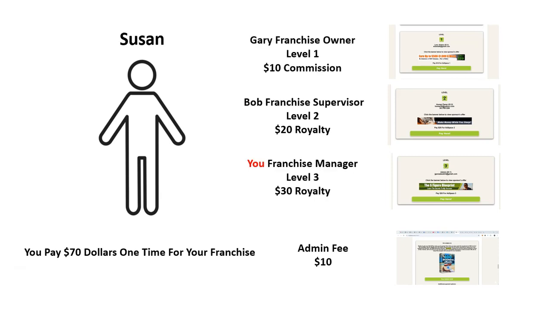Gary joins the team, he starts promoting, he attracts Susan. Susan does what everyone else did. Susan pays Gary a $10 commission. Susan pays Bob a $20 royalty, and Susan now pays you, since you're in level 3, a $30 royalty. Susan also pays a $10 admin fee for her website. So as you can see, as people join either your page or other people's pages, right, you continue to get more and more royalties. You go from level 2 to level 3.